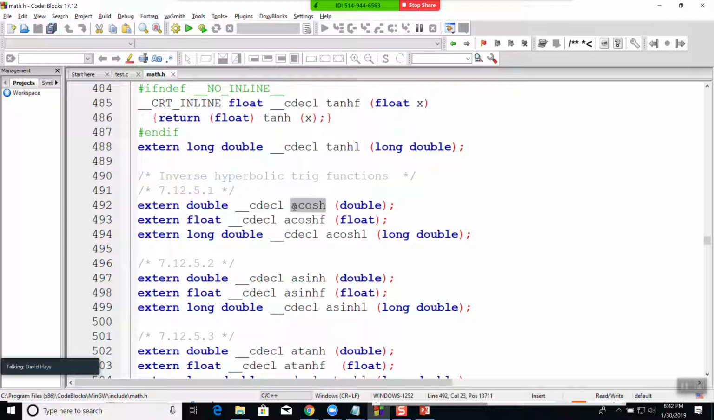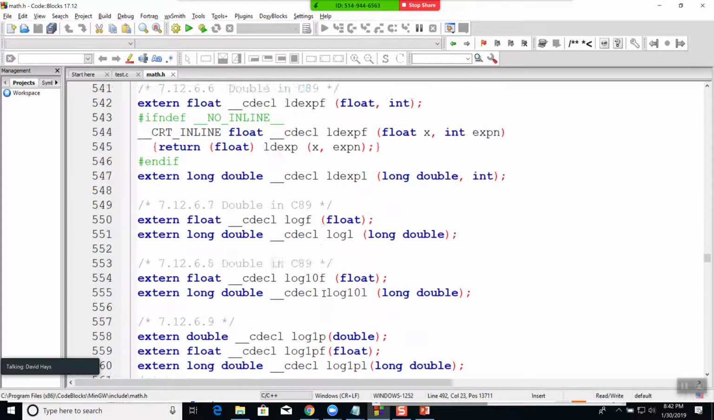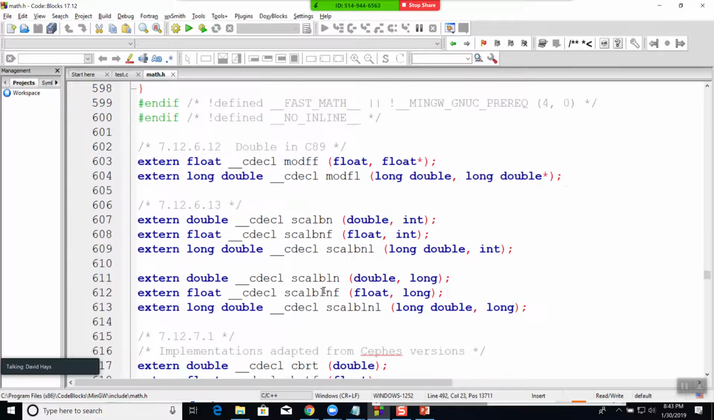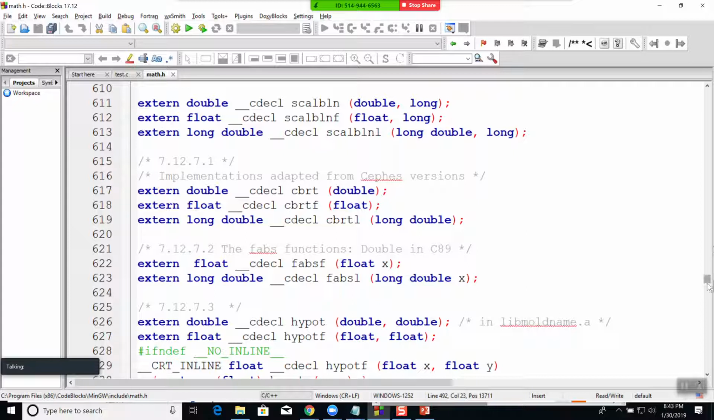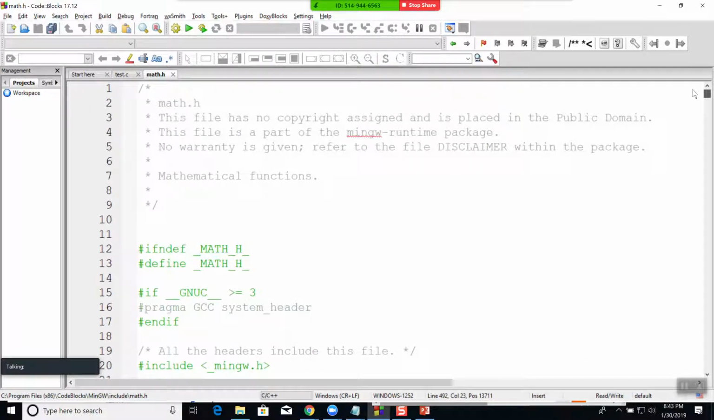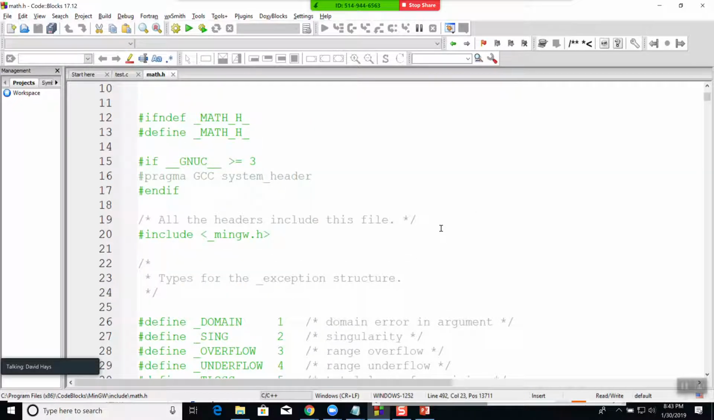Like, I think that's a math function. Arc hyperbolic cosine? I don't know. It's been too long since I. But they got a lot of different options in here. What was it? Oh, so maybe it's. Yeah, that's sad. I'm starting to forget some of that stuff.